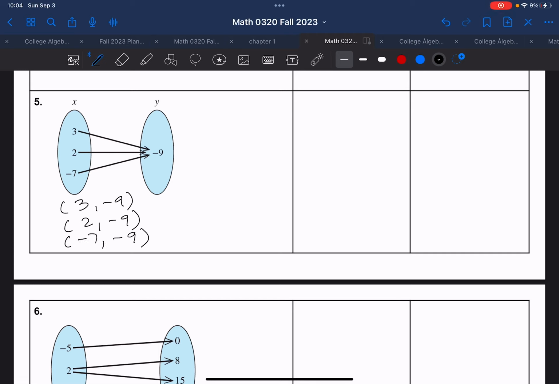Notice that all of my Y terms were -9 because all of my X terms were pointing to that same number. So if I was to look at my domain, I have 3, 2, -7. And then looking at my range, since all of them are -9s, I'm just going to highlight 1. So my domain, 3, 2, -7. My range, negative 9.